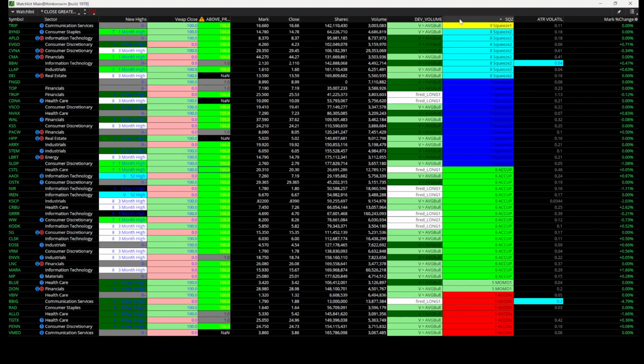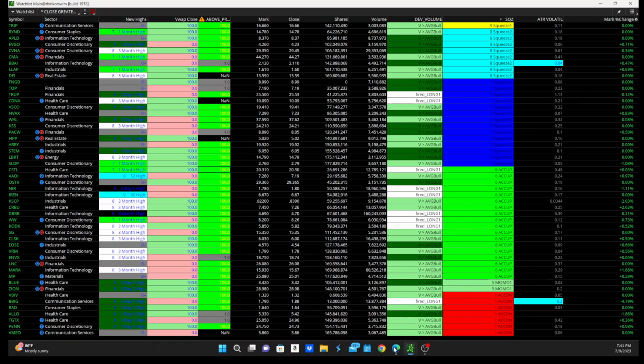And this is set on a daily with the 20 period average. And these are the ones that are accelerating down. Remember, the acceleration comes from the average of the two moving averages. So that's what's going on here.